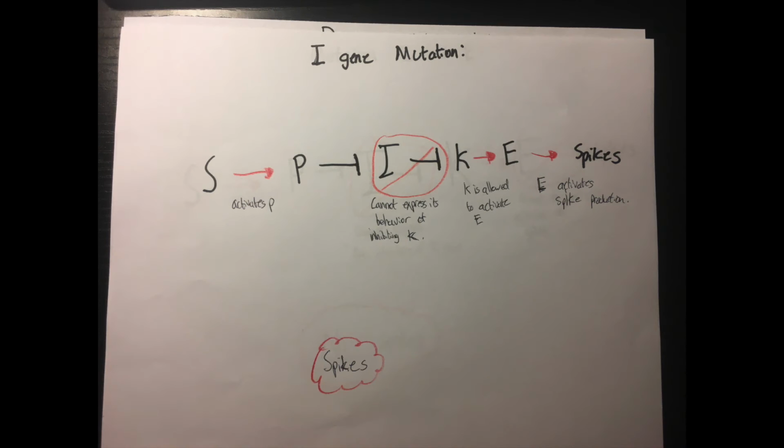Now we look at the I gene mutation, which means that it won't express its original behavior of inhibiting K. So we look at the developmental network and see that S activates P, but P doesn't have anything to inhibit because I is gone. So that means K is allowed to activate E, which means it activates the spike production in those lizards, causing spike formation.